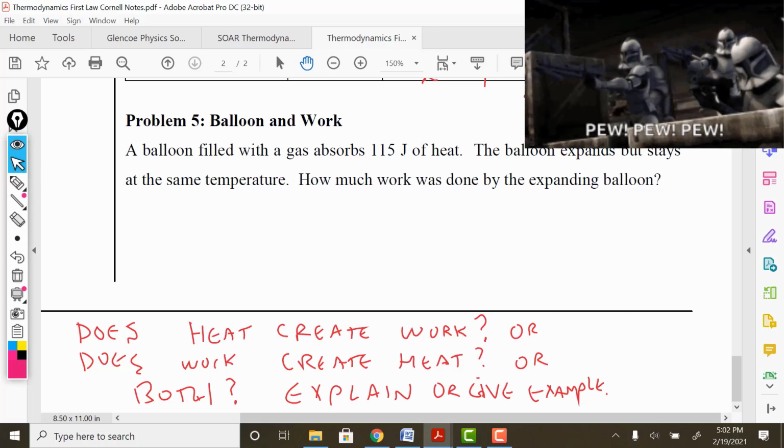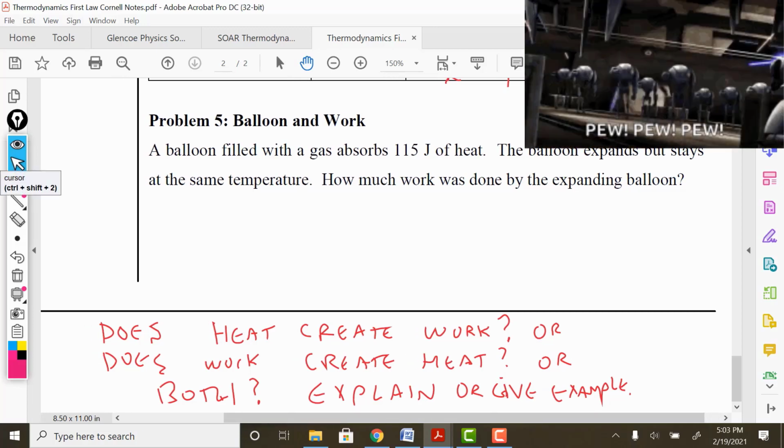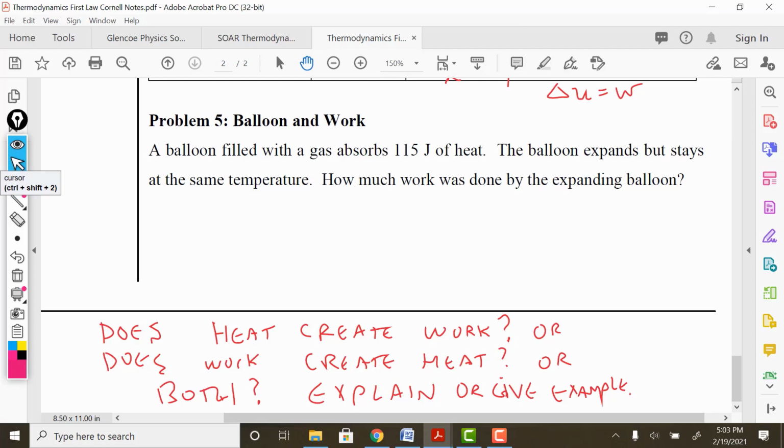For your summary, does heat create work, or does work create heat, or do both happen? Explain or give some examples.